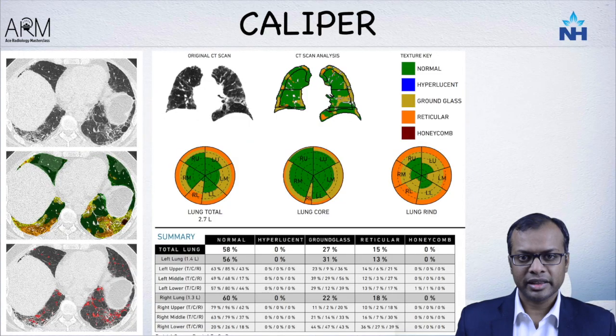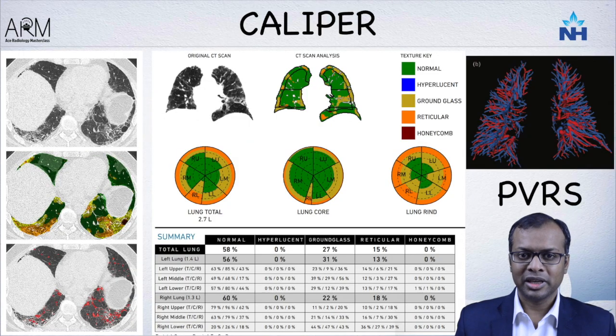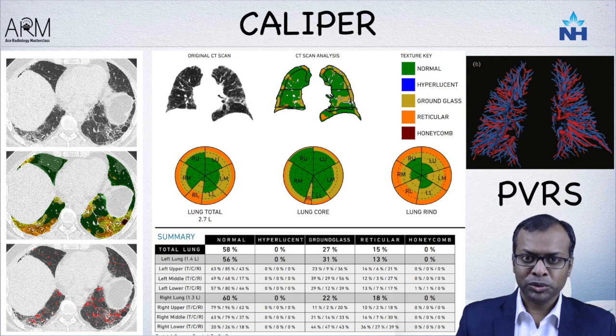The most exciting thing in CALIPER is something called PVRS. This is pulmonary vessel related substance. This is a purely machine-generated parameter which looks at the amount of interstitial tissue, or the amount of pulmonary vessel related substances, in a scan. This is being shown to be highly effective in monitoring of ILD and also in prognosis.